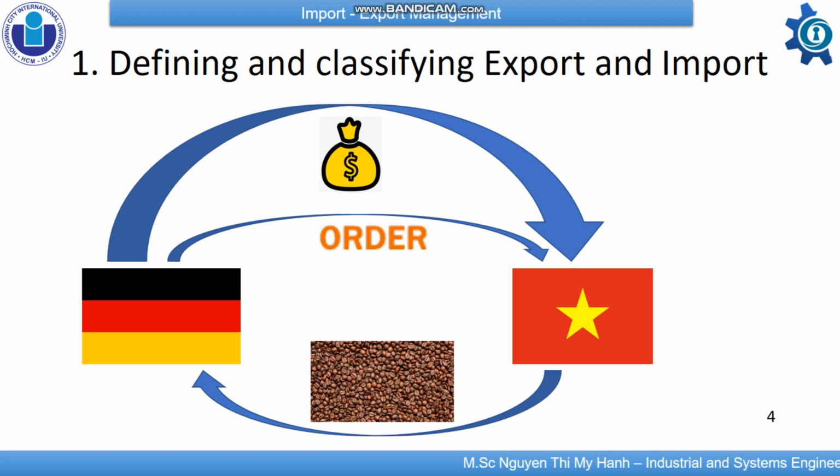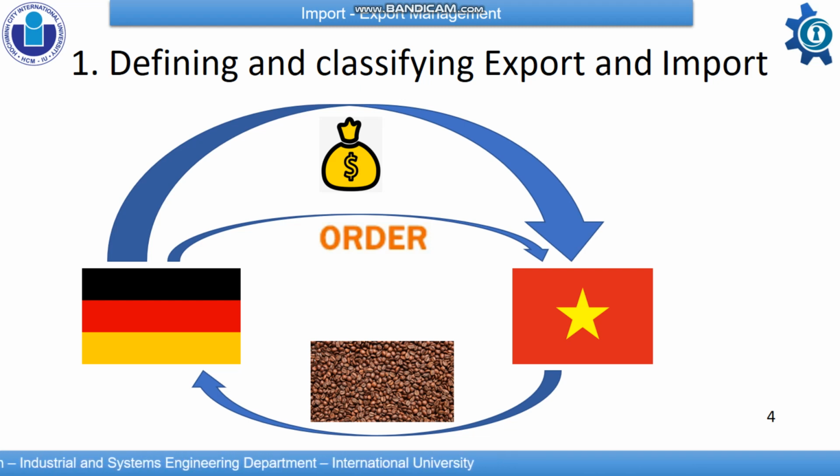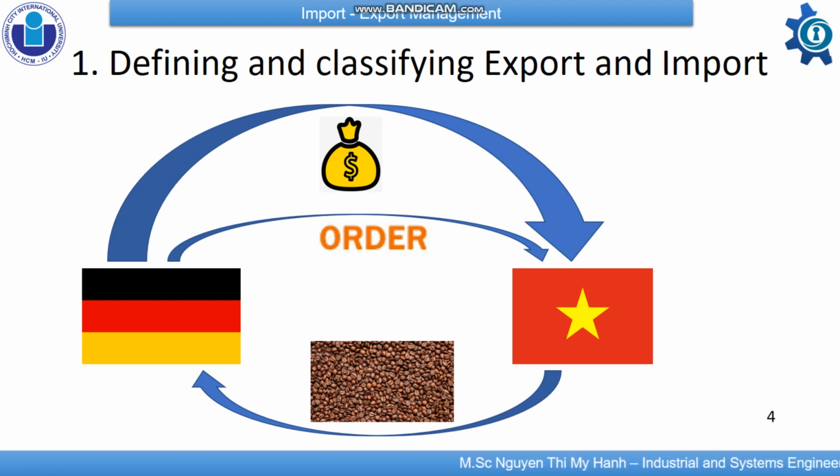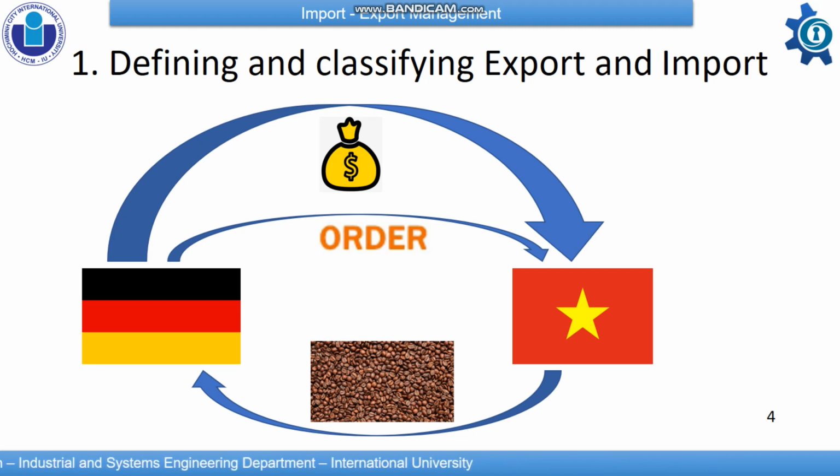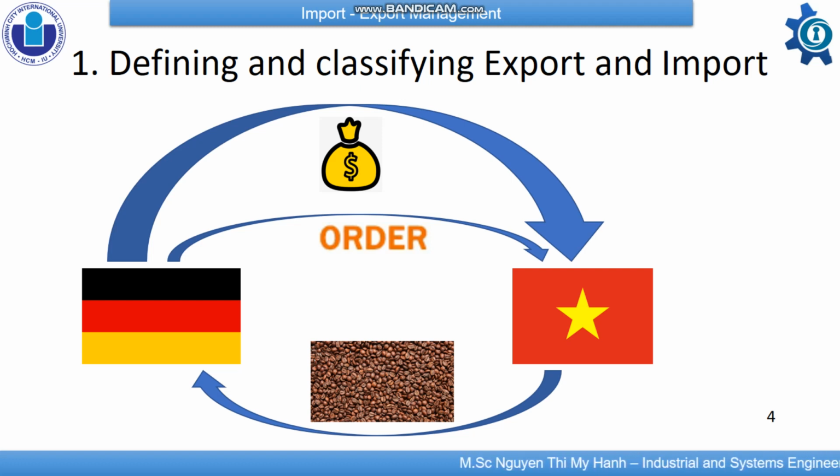I have a company based in Vietnam and another company based in Germany. Why do I take Germany as an example here? Because Germany is the top country which imported coffee from Vietnam the most. So the company in Germany will make an order to the company in Vietnam. Then the company in Vietnam will prepare coffee and deliver coffee to Germany. And after that, Germany will pay money, transfer money to the company in Vietnam.